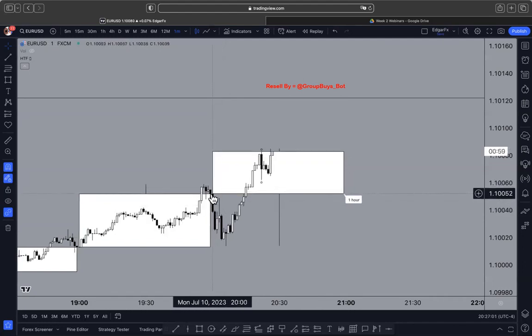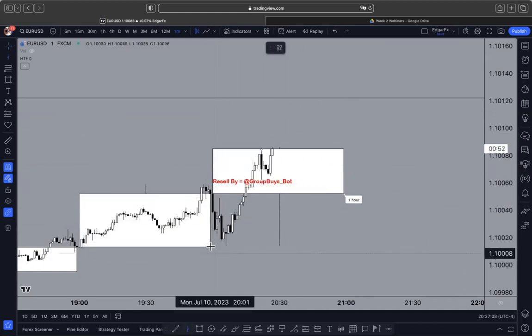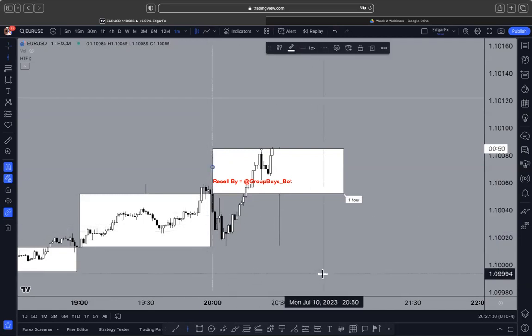See, literally right there, this down candle starts that whole hour process. So if I did the frame, this is the start of the hour time frame right here, and this is the end.